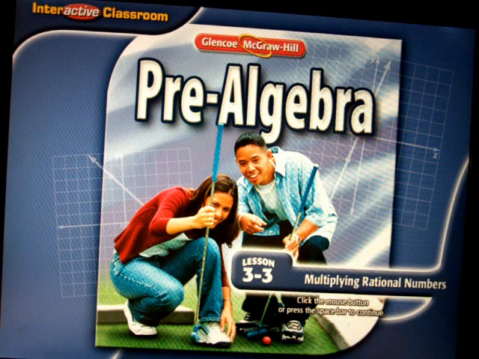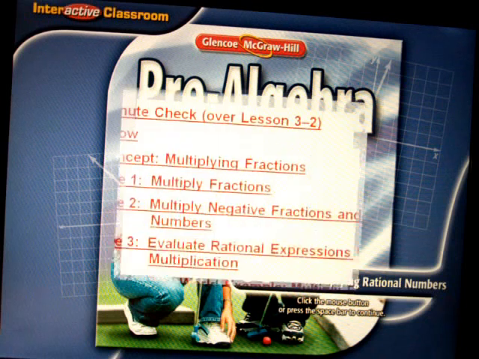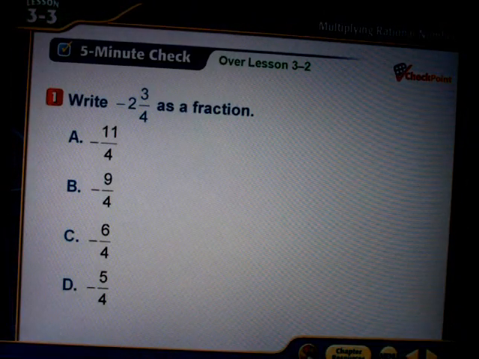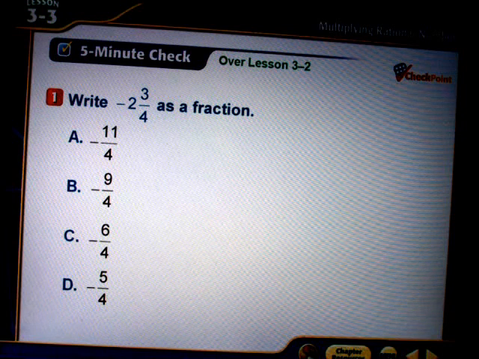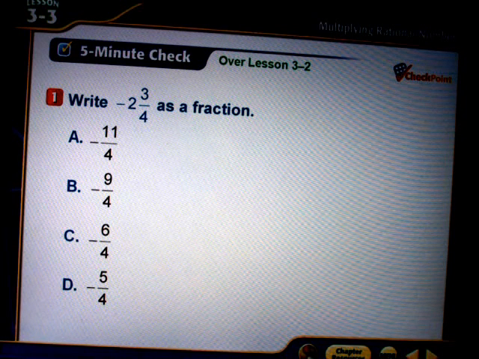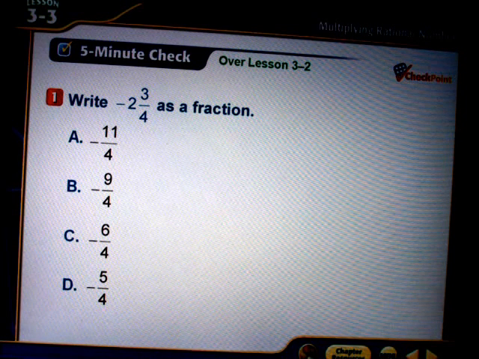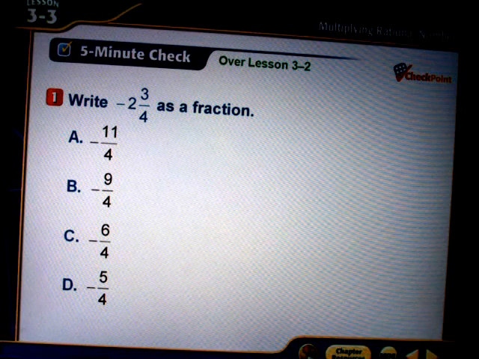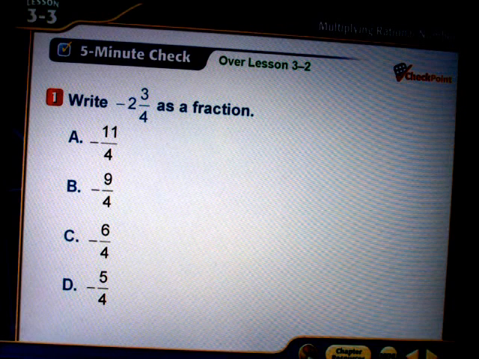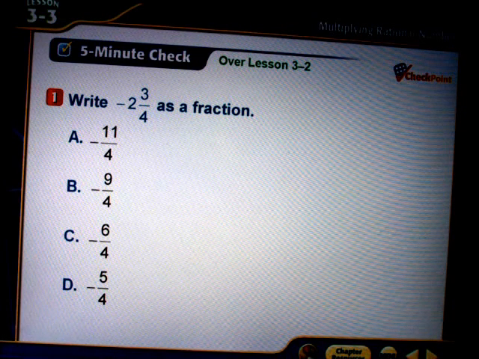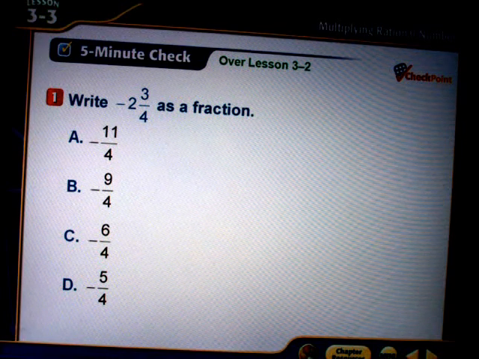This begins Chapter 3, Lesson 3, dealing with multiplying rational numbers. Alright, so now we're going to write negative 2 3/4 as a fraction. Is it A, 11/4, B, 9/4, negative 9/4, sorry, C, negative 6/4, or D, negative 5/4? And your answer is?